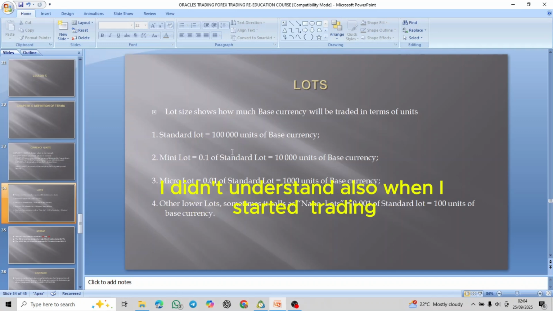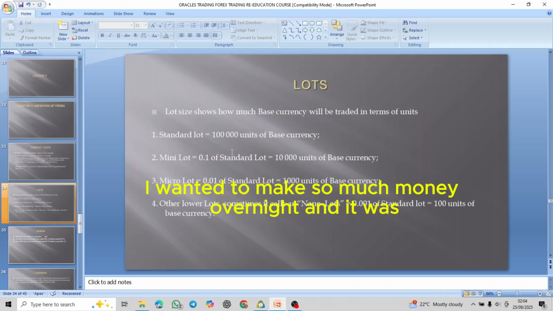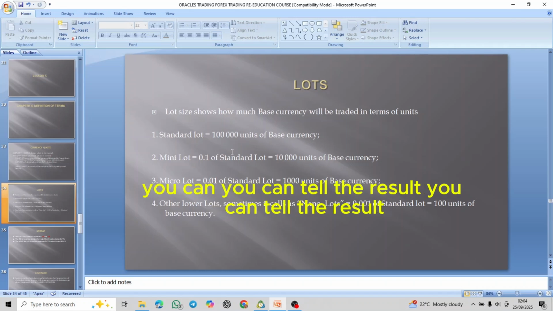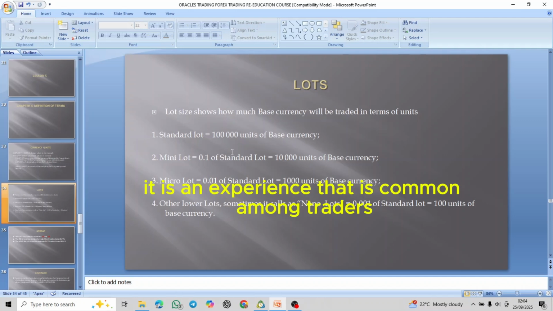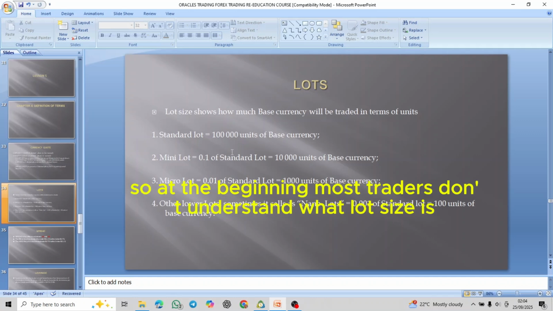I didn't understand this also when I started trading. I wanted to make so much money overnight, and you can tell the result. It is an experience that is common among traders. So at the beginning, most traders don't understand what lot size is.